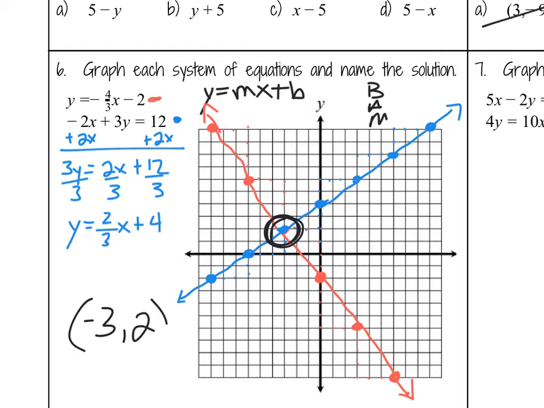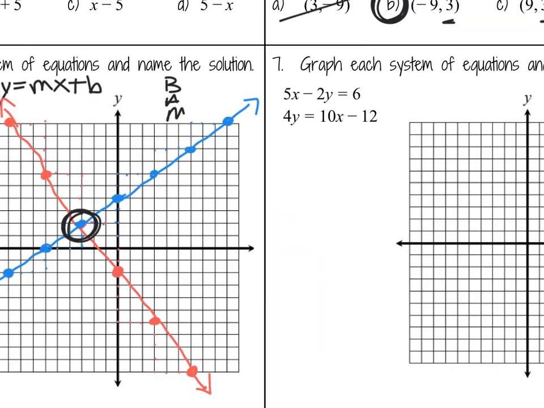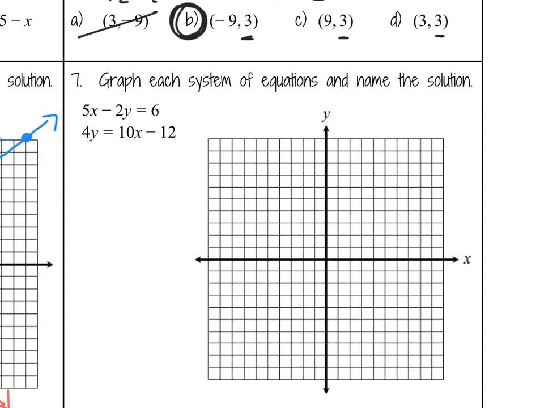That's my x value, my y value, and the ordered pair that they create. If you don't make this as an ordered pair, putting it in parentheses, then unfortunately you have not followed directions and we have to count it wrong. All right. Now number 7 is the same kind of problem.